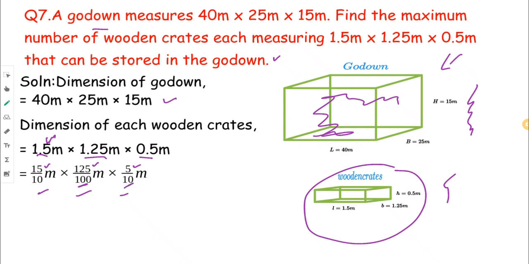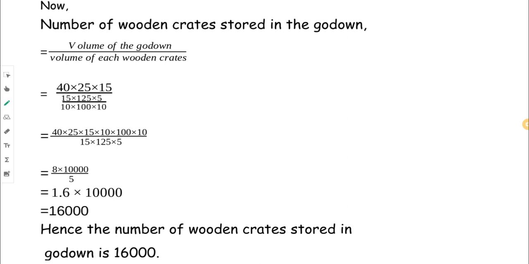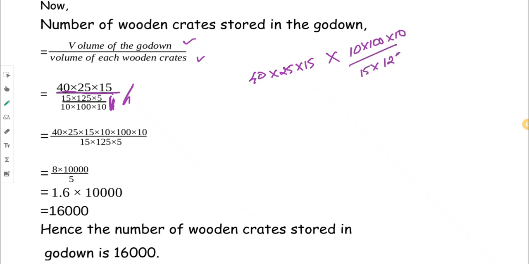Clear? So now we'll do the division in order to find the number of wooden crates that can be stored in the godown. Like I said, volume of the godown divided by volume of each wooden crate, right? So now there's what I've written here. You can see this division, right? If I try to change this division to multiplication, remember these two will change their places. So I'll have here 40 into 25 into 15. The lower ones will change their position. So 10 into 100 into 10 will be divided by 15 into 125 into 5, right? So this is what we will get here.